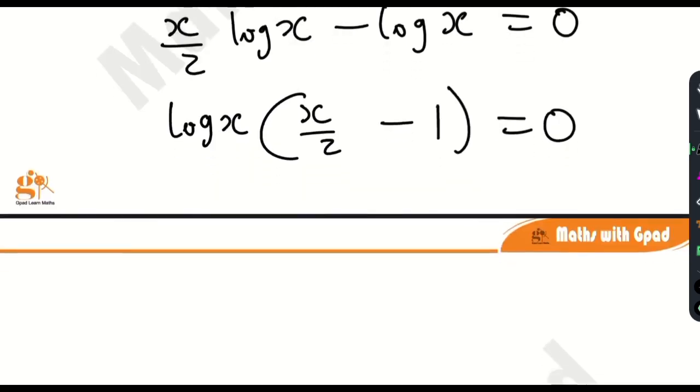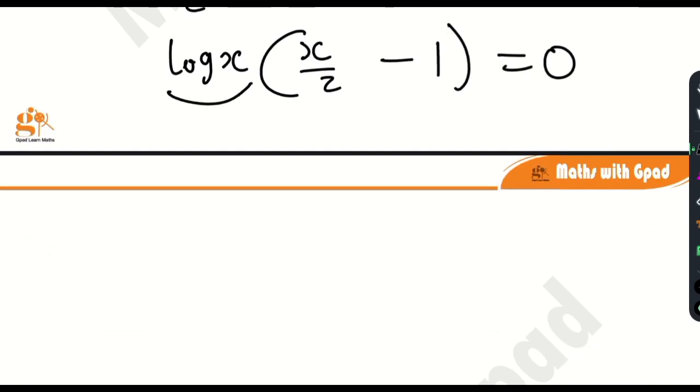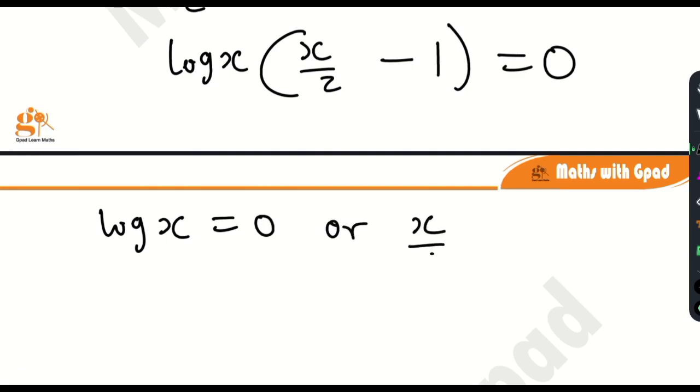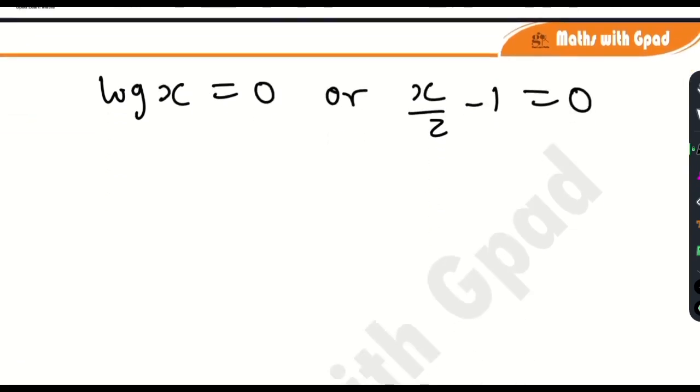From the zero product rule, if you have log x and this x over 2 minus 1 all is equal to 0, the product of these two is equal to 0. It means that log x will be equal to 0 or x over 2 minus 1 is equal to 0. So let's solve this further. This logarithm has a base of 10, so it's not written. If you want to rewrite this in indices form, we are going to have x is equal to 10 raised to the power of 0.